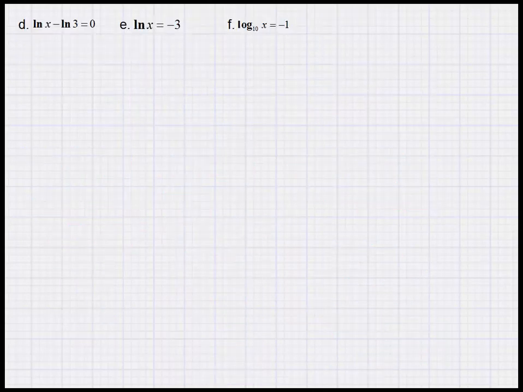Let's see a couple of log equations now. So those were 3 exponential equations. Here's 3 log equations. So again, you either use the one-to-one property or the inverse property.